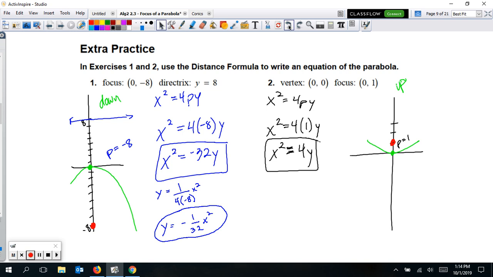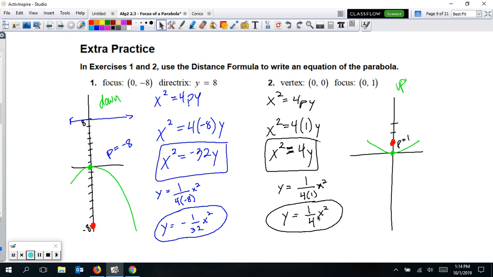The other way, if we wanted to have y first, where it's y equals, we would do it this way. We'd say y equals 1 over 4 times the p this way with the x squared. This is where it's got to have the fraction for the a. And that would just make this a 1/4. So the other way would be like this. Y is equal to 1/4 x squared.